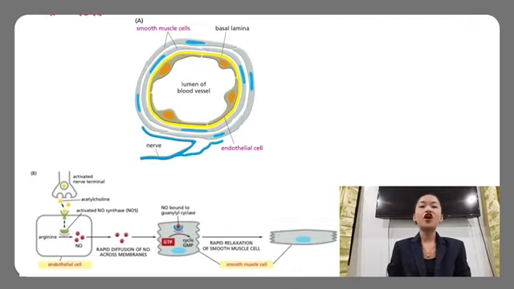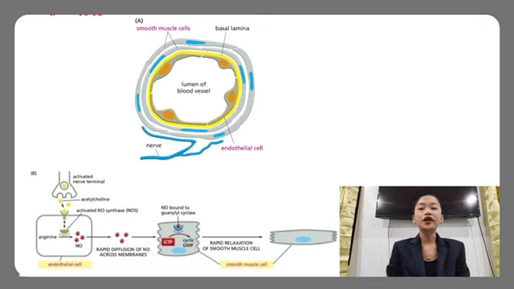The role of nitric oxide in smooth muscle relaxation in a blood vessel wall. In Part A, this is a simplified drawing of an autonomic nerve contacting a blood vessel. Inside the blood vessel, we can see the lumen. It is the hollow space where the blood flows. We also have endothelial cells, smooth muscle cells, basal lamina, and a nerve that sends signal.